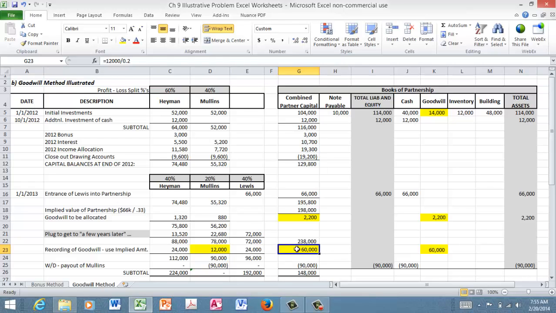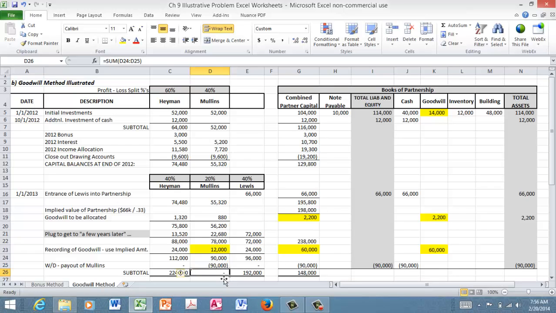Now, the split, or how I would record that $60,000, because I've got to get Mullins exactly equal to $90,000 so I can cut him a check and send him on his way. The split of that $60,000 is going to go 50-50 between Heyman and Lewis. Why is that? It's because on a go-forward basis, after Mullins exits, Heyman and Lewis, who were at 40-40 before, are now just going to be at 50-50. So I've got the $60,000, I know $12,000 of that is going to go to Mullins's capital, and so I'll just take the $48,000 difference and split it evenly between Heyman and Lewis. And then you can see I write the check and pay out Mullins. That capital account's down to 0.